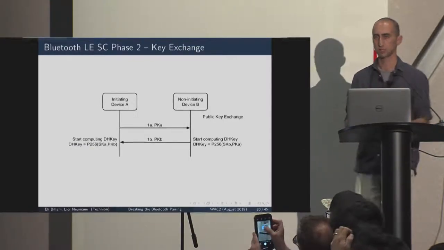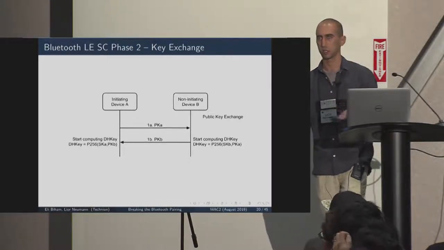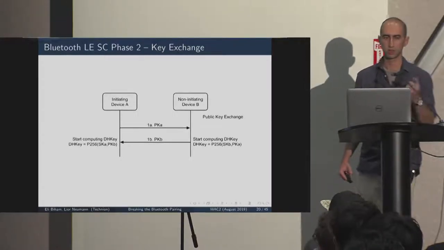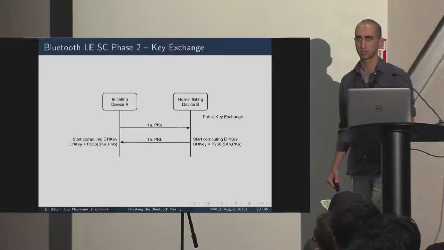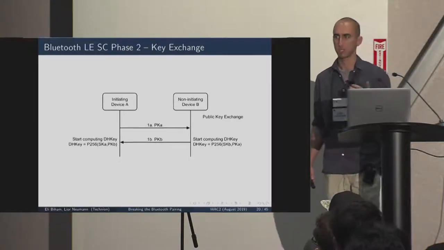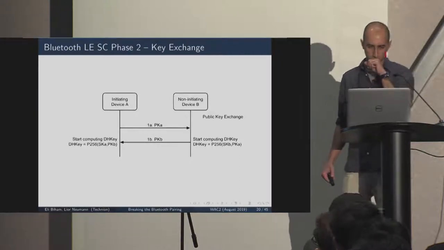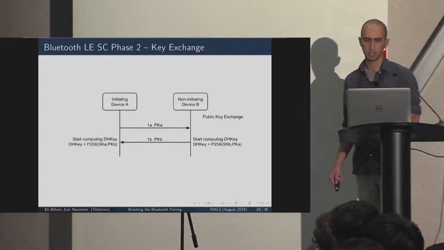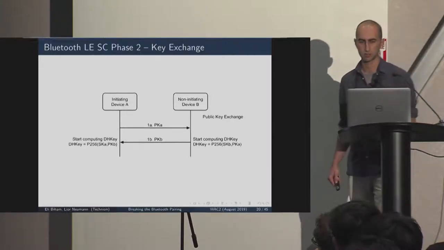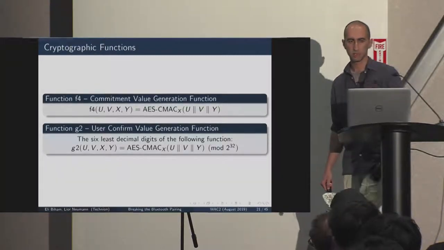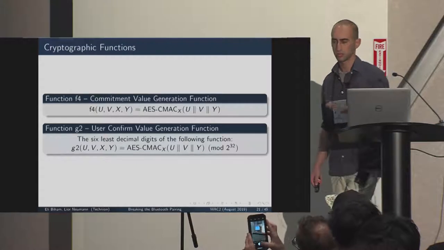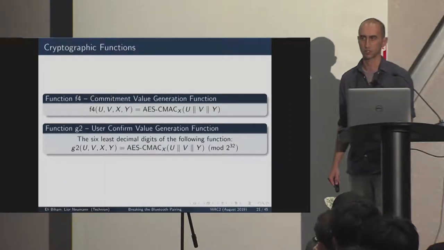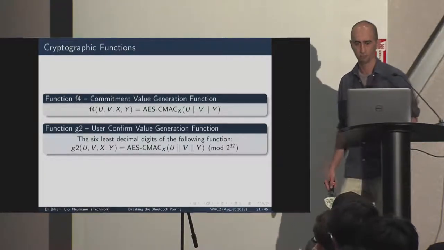All right, so the key exchange is simply an elliptic curve Diffie-Hellman key exchange, as we saw just a few slides ago. It uses the standardized P256 NIST elliptic curve, which is, I think, the most widely used curve today. That's in an LE Secure Connections connection. In Bluetooth BR/EDR, it uses a different curve, but also NIST standardized. These two functions, F4 and G2, you don't really have to remember them. I just put them here for completeness of this lecture. These are two cryptographic functions that will be used during the authentication phase.